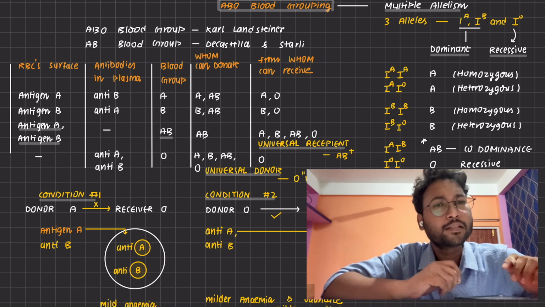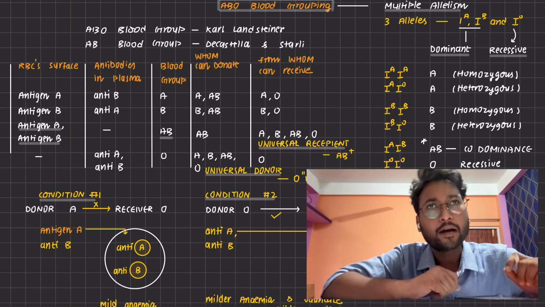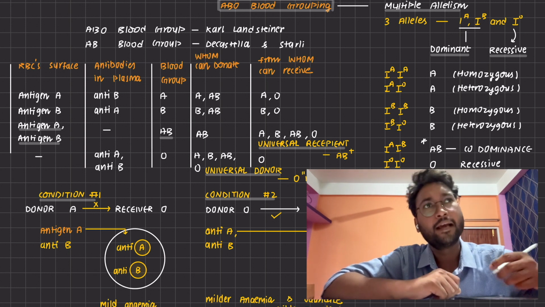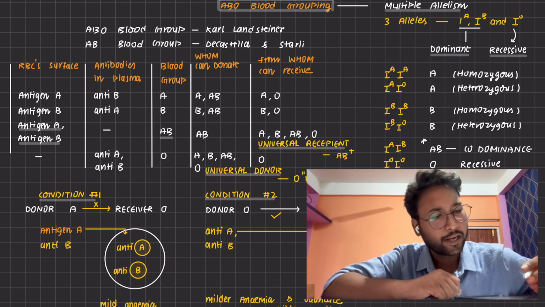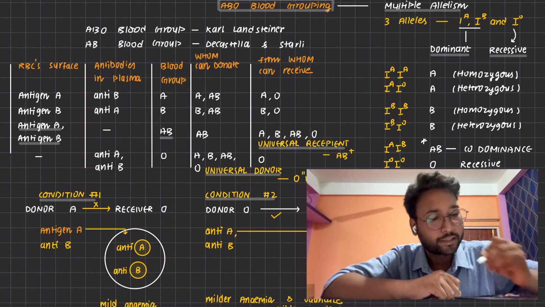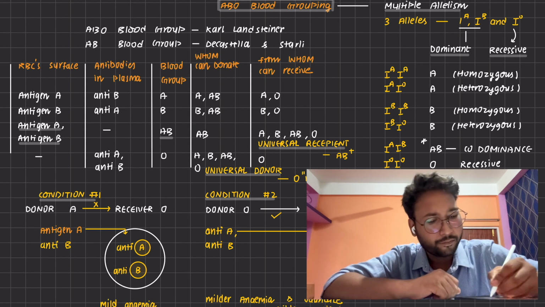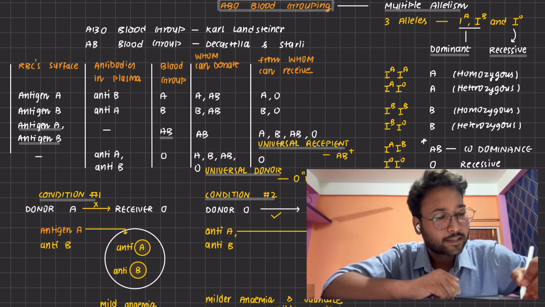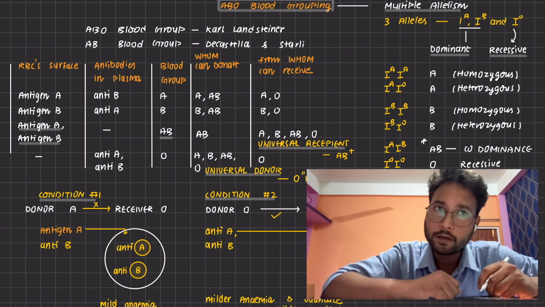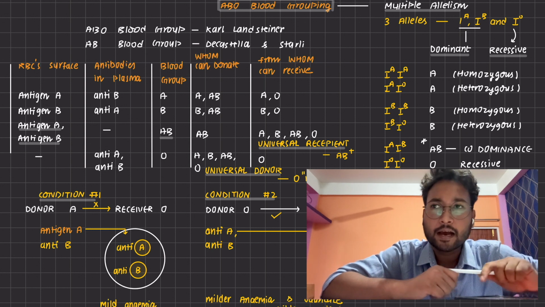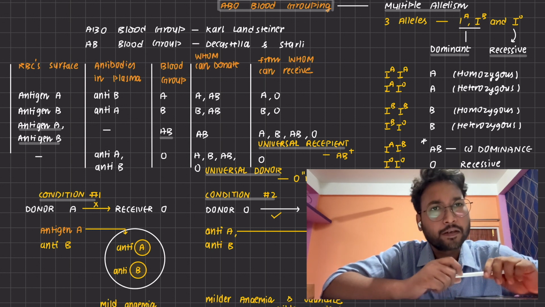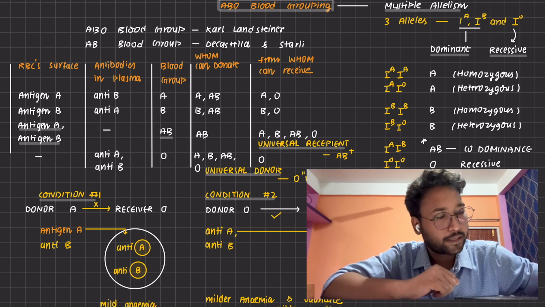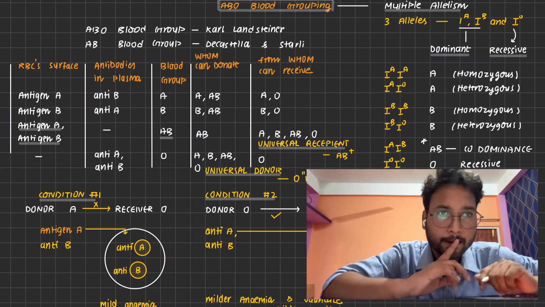He explained that on the surface of RBCs, there are a few antigens. Let's say that if A antigen is present on the surface of RBC, then we say that the person has blood group A. And if a person has B antigen on the surface of their RBC, then the person has B blood group. It is as simple as that.